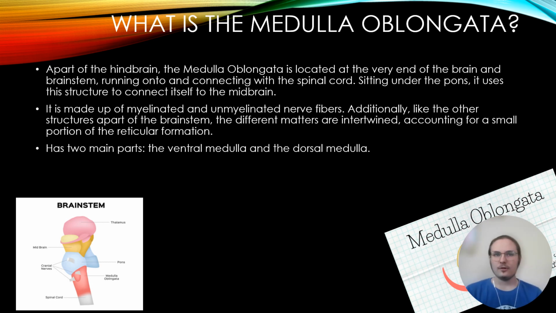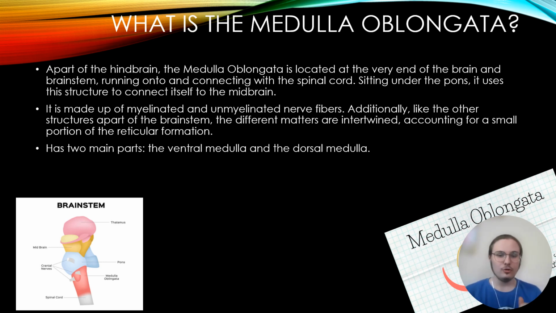So, to most of our knowledge, we know the medulla itself is a structure within the hindbrain, which involves the thalamus, the pons, the midbrain, and the brainstem and the spinal cord. But it is located right before the brainstem that connects directly to the spinal cord. Also, the medulla is made up of both myelinated and unmyelinated nerve fibers that are intertwined, and it surprisingly makes up a small portion of the reticular formation found nearby.